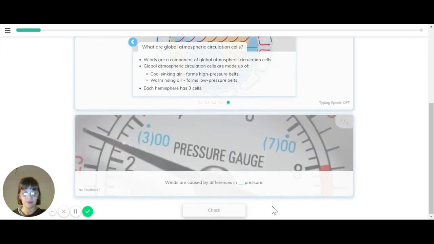Now let's do a bit of a recap. So what are winds caused by? Winds are caused by differences in air pressure.